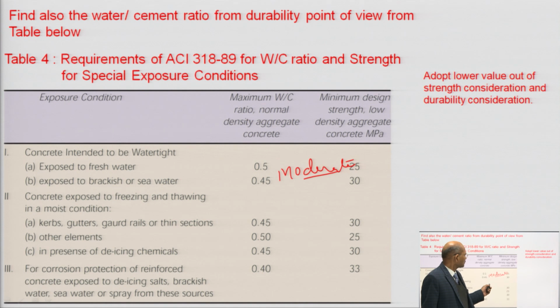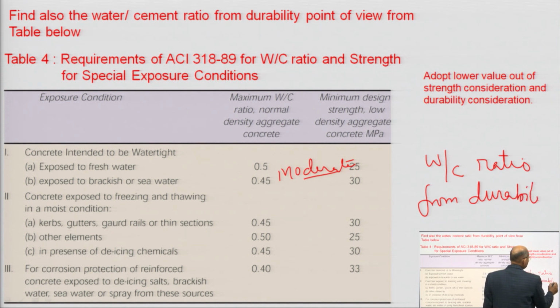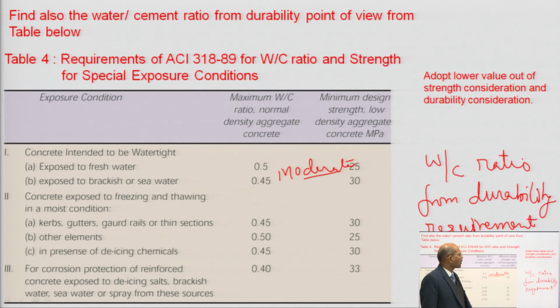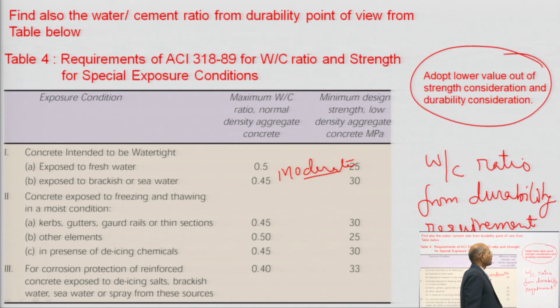So from here you also have to calculate the water cement ratio from the durability requirement, means exposure condition. Out of these, whichever is giving the lower value, that you are supposed to adopt. So adopt the lower value out of the strength consideration and durability consideration.